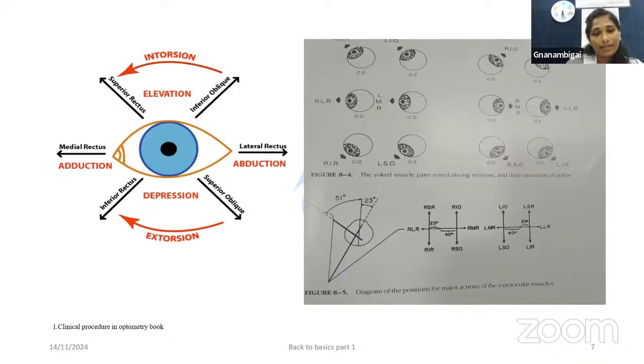This picture shows the medial rectus adduction and lateral rectus abduction. There is depression and extorsion in the inferior rectus and depression and intorsion in the superior oblique, and elevation and intorsion in the superior rectus and elevation and extorsion in the inferior oblique. Each muscle has a primary, secondary, and tertiary action.